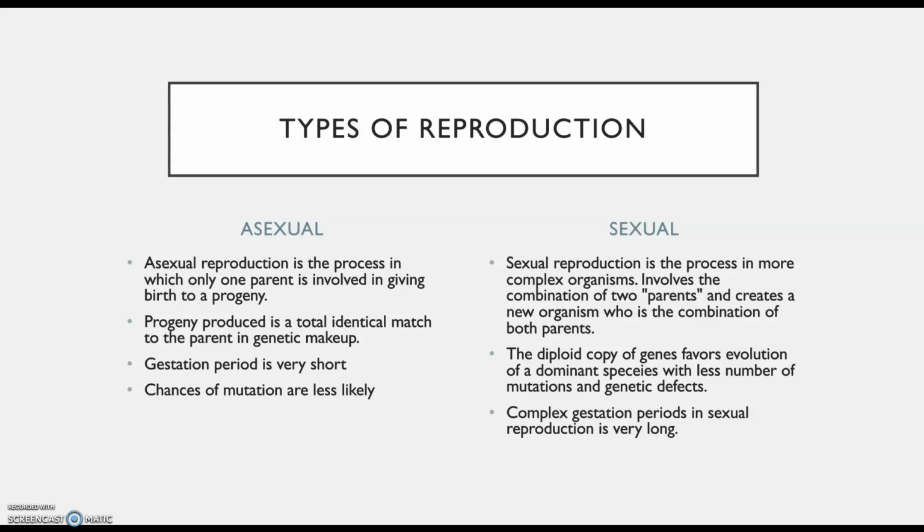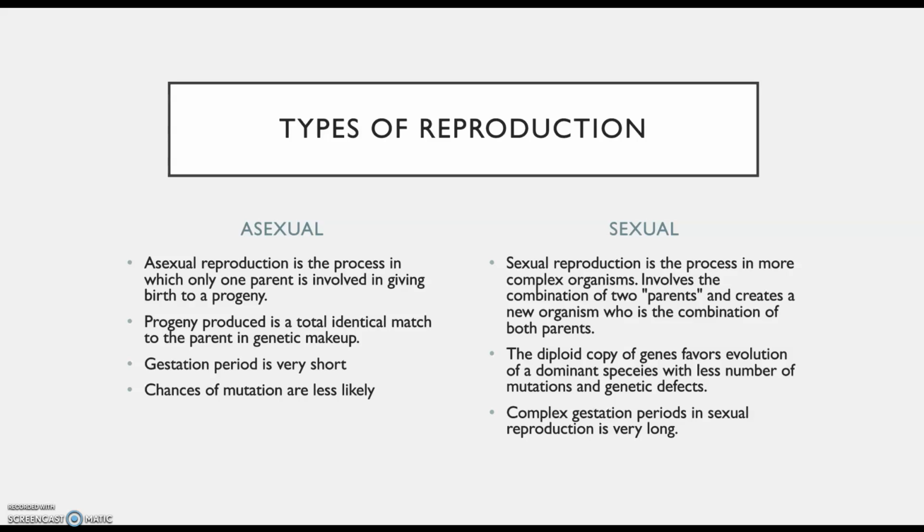This progeny is produced as a total identical match to the parent in genetic makeup, and the gestation period is very short, and chances of mutation are less likely, because if you're cloning from the parent, the same genes, and disease resistance is common with the progeny.